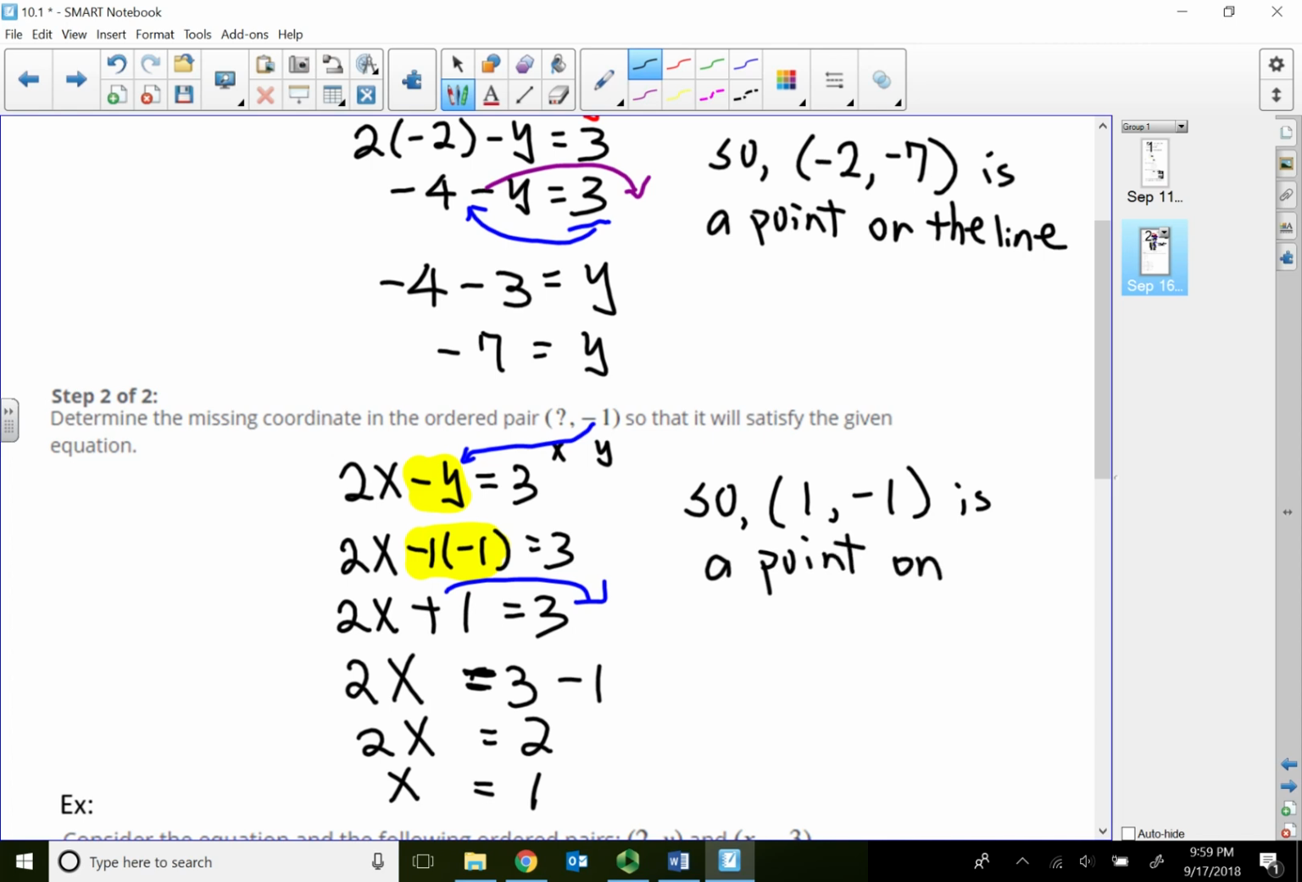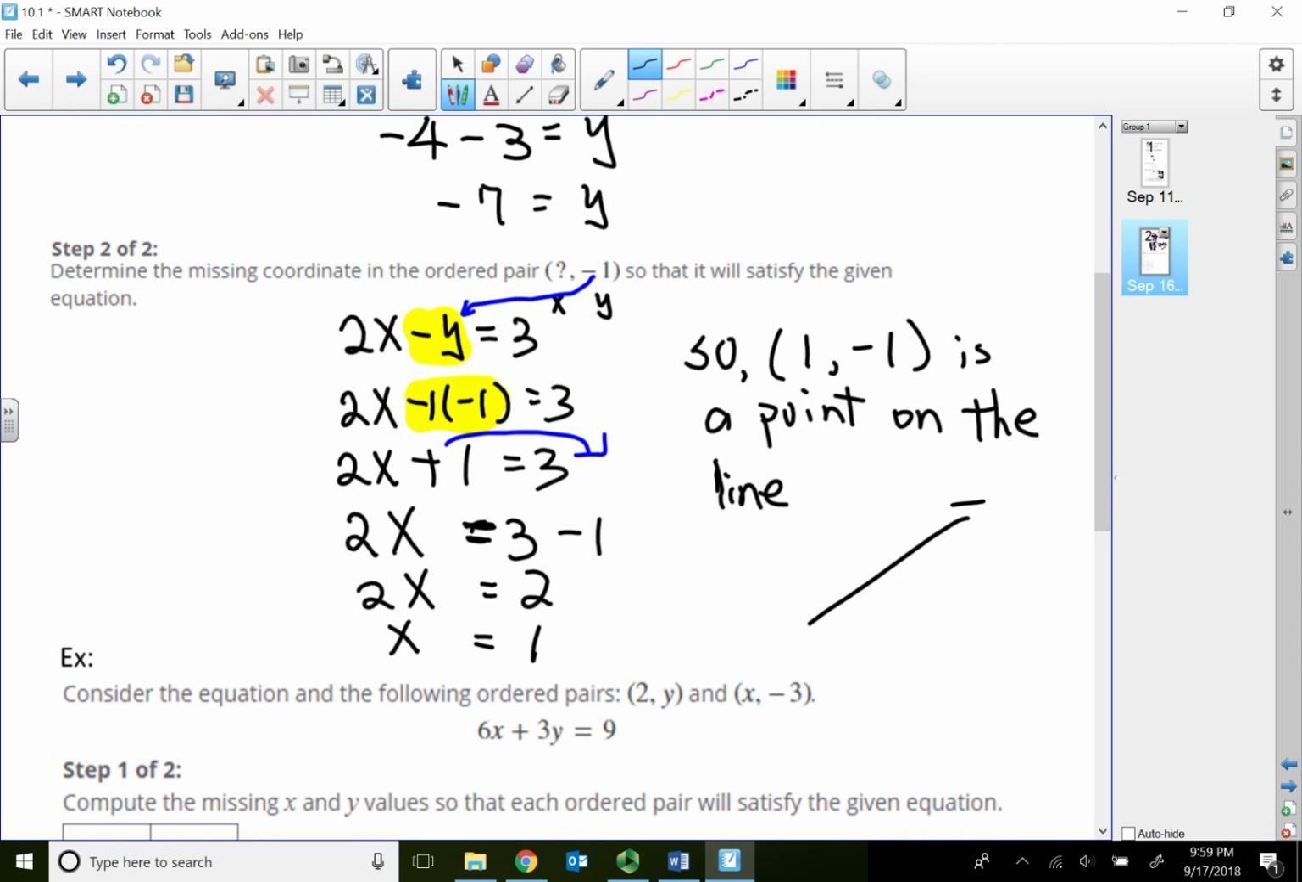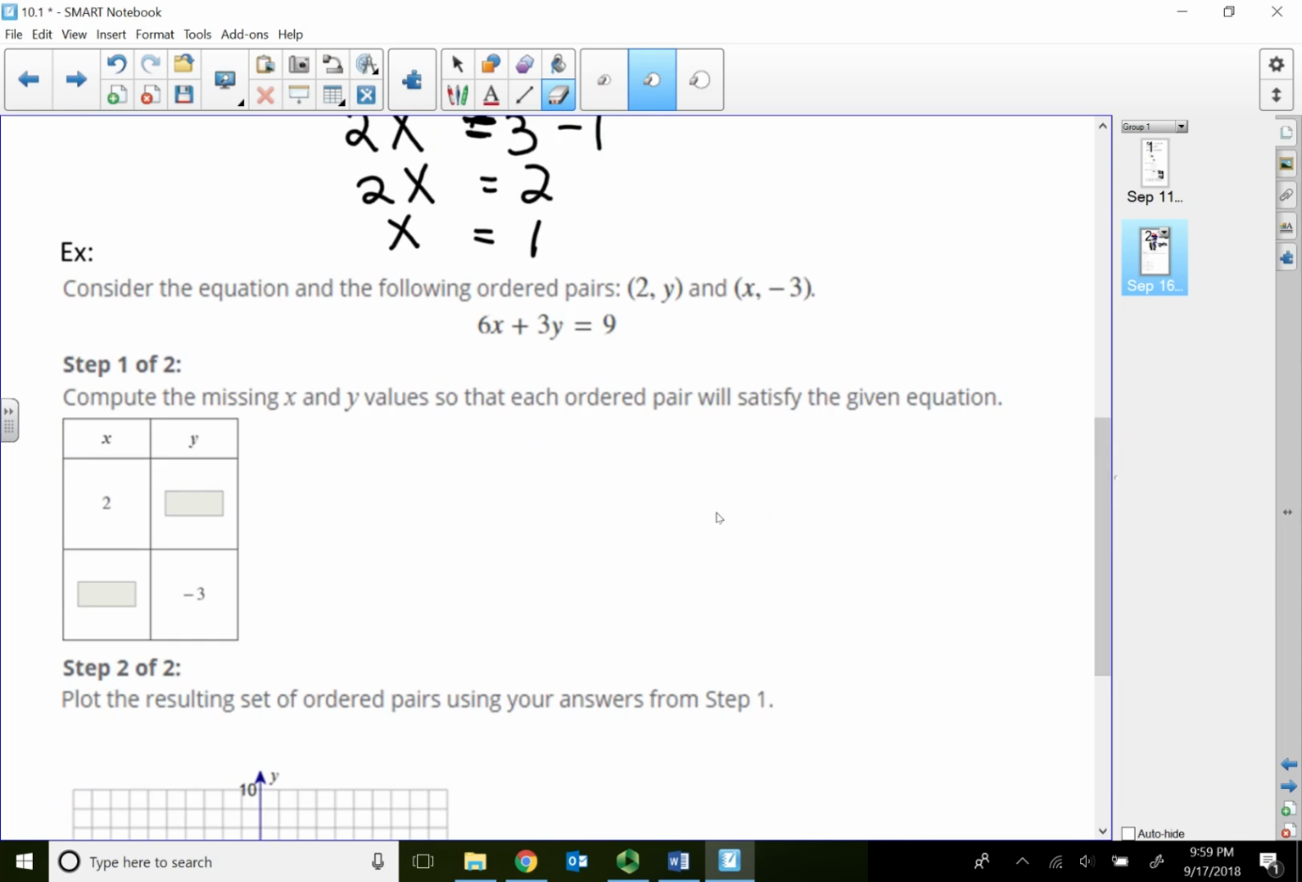All we needed is to be able to figure out 2 points using the equation, because once I got 2 points, then I can connect them. I can connect my 2 points with a line. Once I drew a line, technically it has an infinite number of points on it, but all I needed is to come up with 2 points in order to draw the line. So that's what we are trying to do in module 10.1 and 10.2.